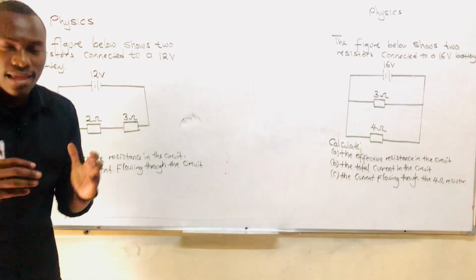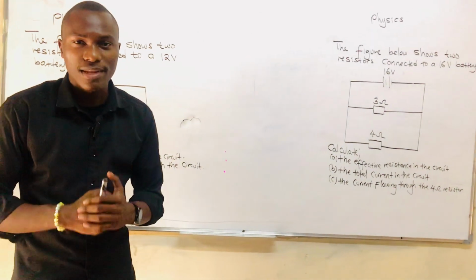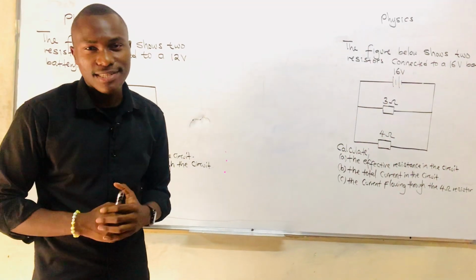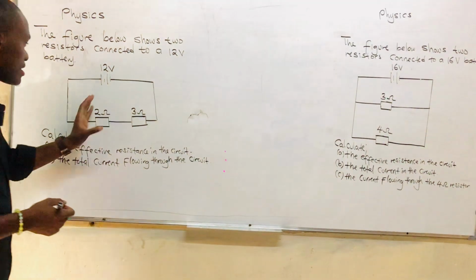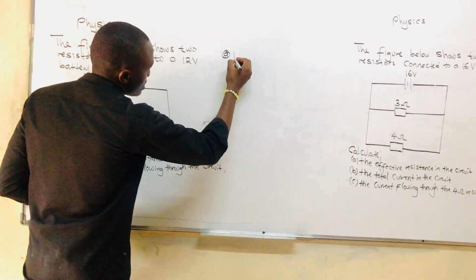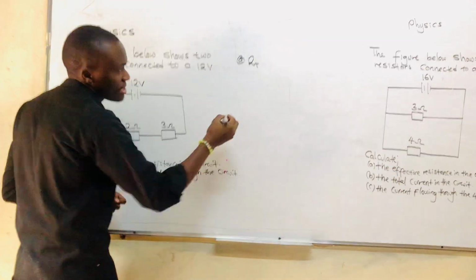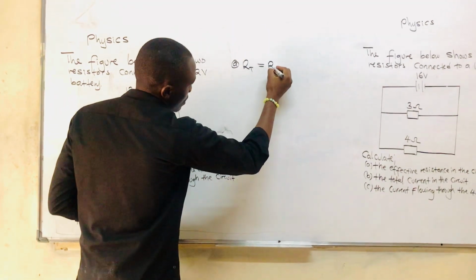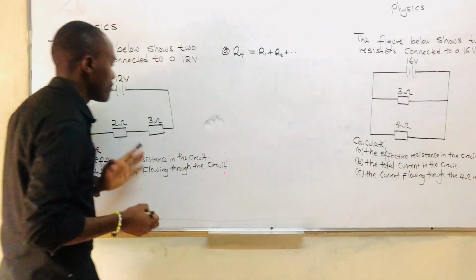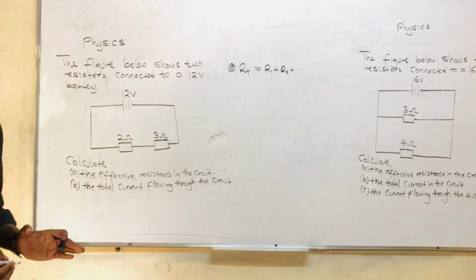Now, how do we get the effective resistance in a series connection? So by effective resistance, we mean the total resistance. So how do we get the total resistance in a series connection? So we say RT, meaning total resistance, is equal to R1 plus R2 plus so on, if we had more than two resistors connected here.